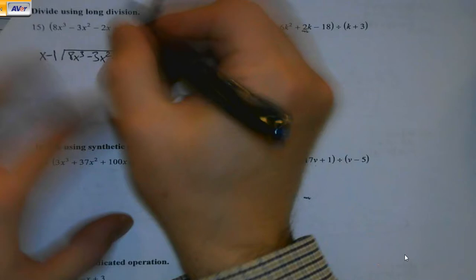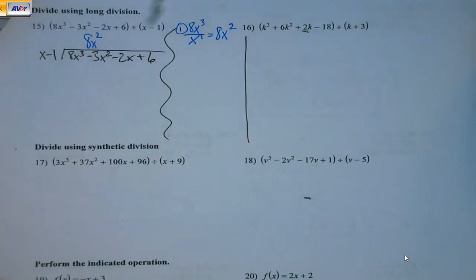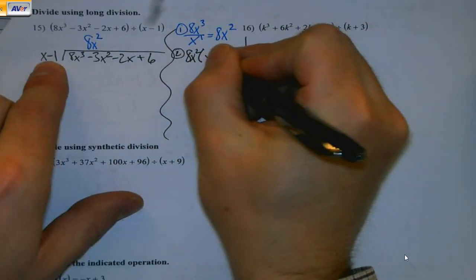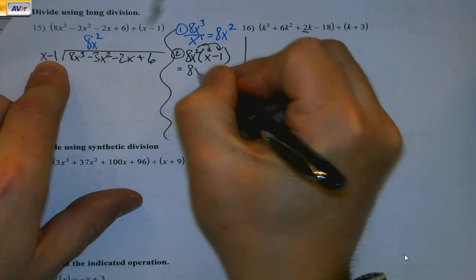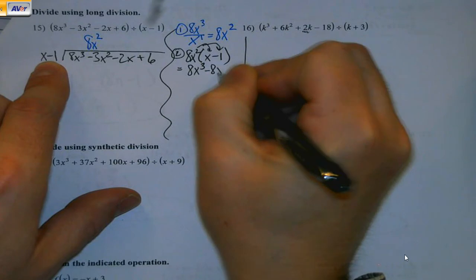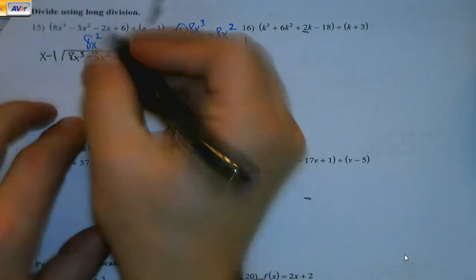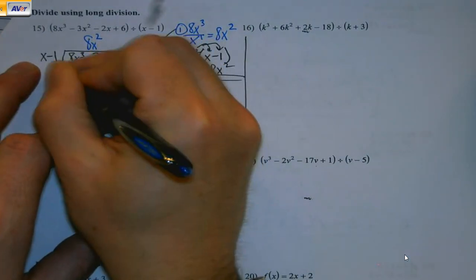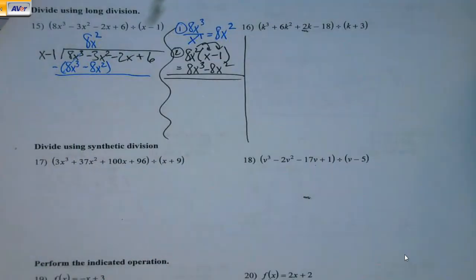Okay, my answer from number 1 gets put on top of my little division box. And then my second step is going to be to take that answer and multiply it times my divisor. 8x cubed minus 8x squared. And that value gets tucked underneath here and subtracted, just like when you do old school long division. And as long as your first terms are canceling each other, we're doing things well. If they don't, something didn't go right.